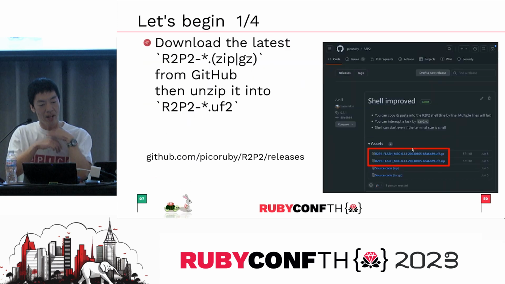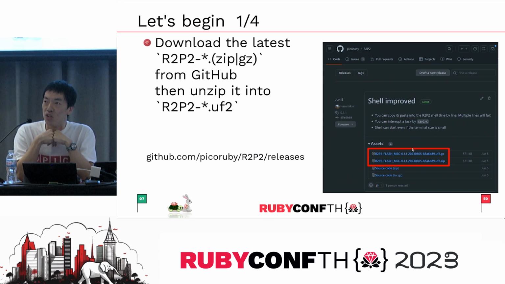So let's begin. There are 4 steps, only 4 steps. Download the latest R2P2.zip file from GitHub and then unzip it into R2P2.uf2. UF2 means Universal File Format, developed by Microsoft, which is a binary format targeting portability.